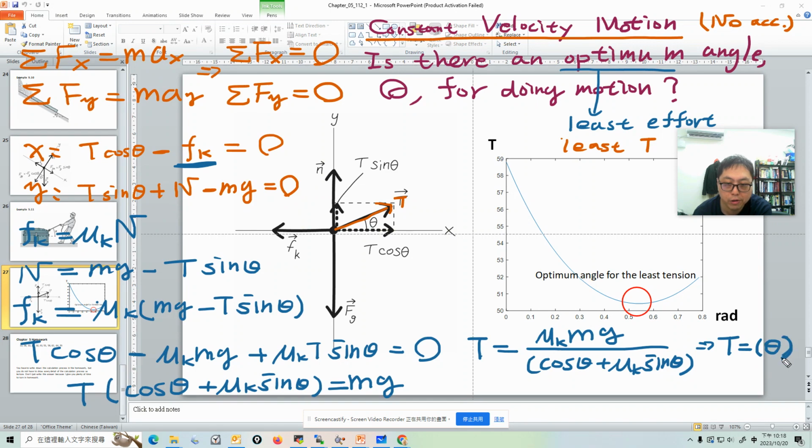Okay, why is that? So the problem is you want the least effort. That means we want to find the least tension, and also the tension is a function of theta. That's an interesting problem. Let me explain this in more detail. Why is there an optimum tension?